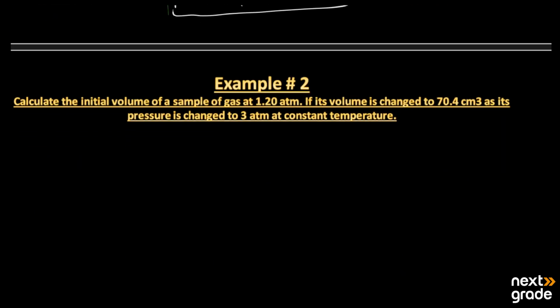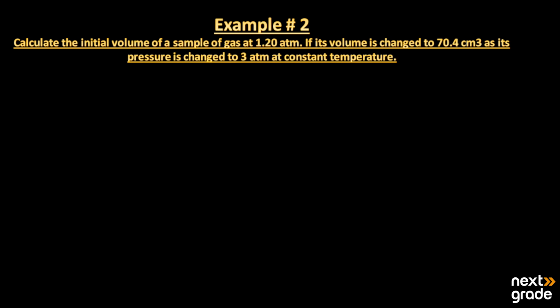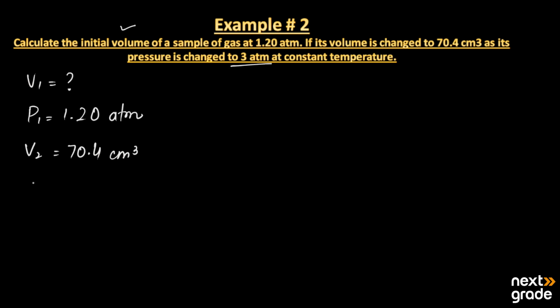Next, let's have a look at example number 2: calculate the initial volume. You need to carefully read the statement before solving any question. Here we need to find the initial volume, V1, of a gas at 1.20 atm. It means the pressure P1 is 1.20 atmospheric pressure. If the volume changes to 70.4 centimeter cube, which is the final volume of the gas, and the final pressure is 3 atm, so the pressure P2 is 3 atm. The other thing is constant: the temperature is a constant value.